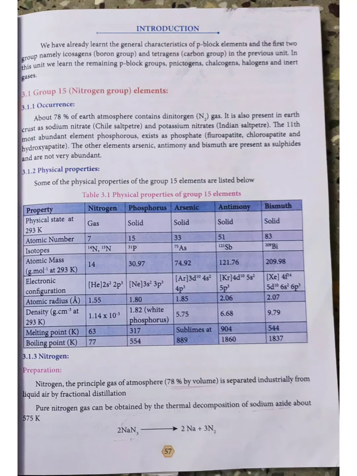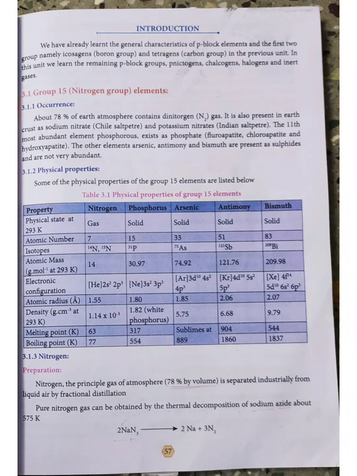Last class we discussed P block elements 1. Under it, we discussed silicon tetrachloride, silicone polymer preparation, uses and properties, and also silicates, types of silicates, and zeolites. Today's class we are going to discuss P block elements 2, the next lesson.